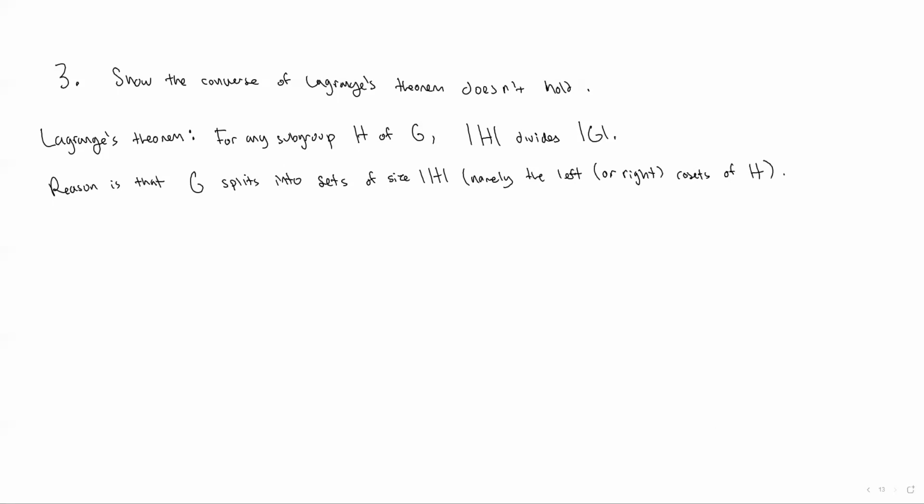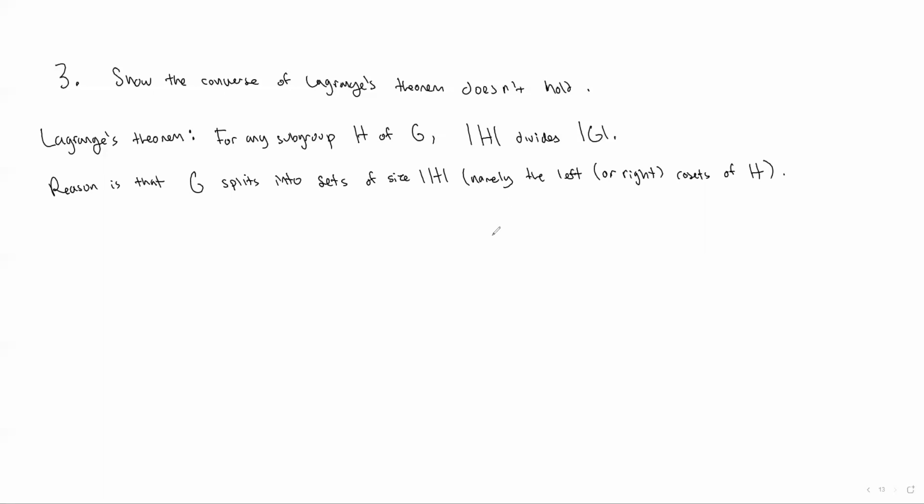Could I have a group of size 72 with a subgroup of size 5? No, because if I took the cosets of that subgroup, they each have 5 elements, and they would have to partition 72 elements. That's not possible, right? You can't have disjoint sets of size 5 totaling 72. It just doesn't work. So that's why Lagrange's theorem holds. Once you understand how cosets work, it's a simple consequence.